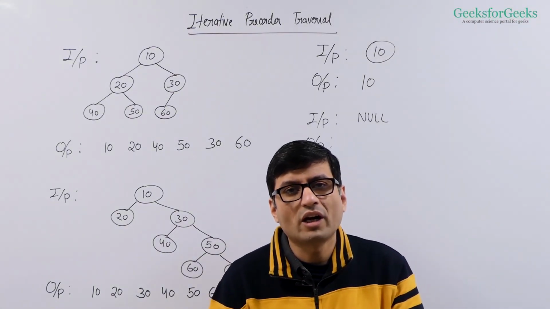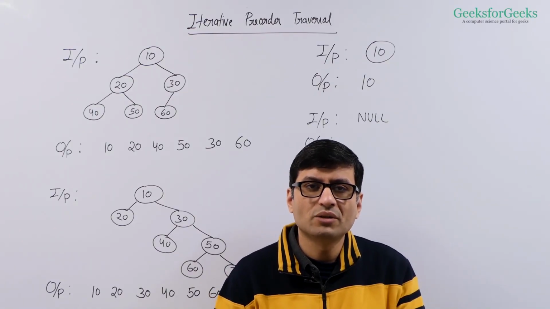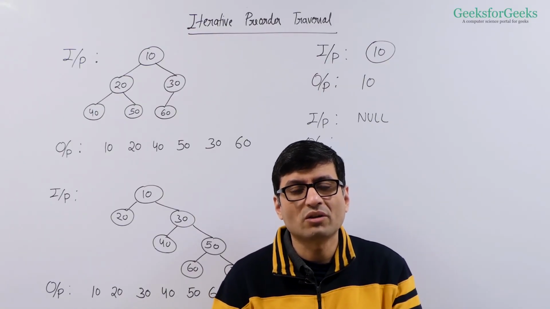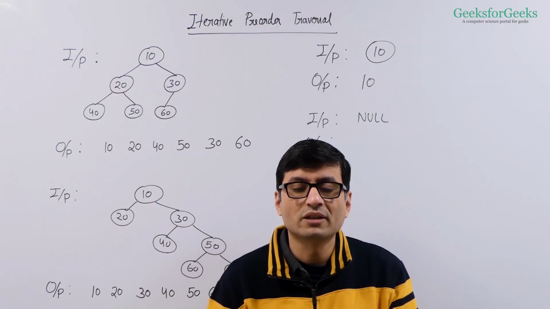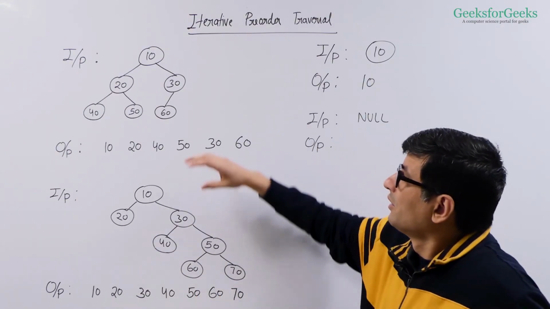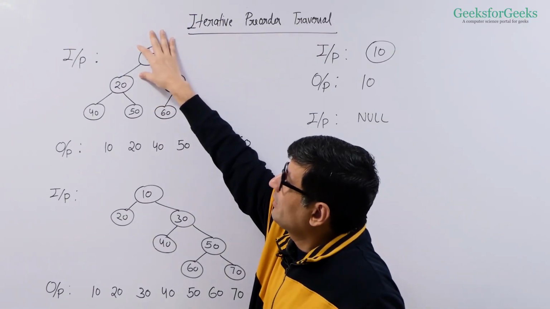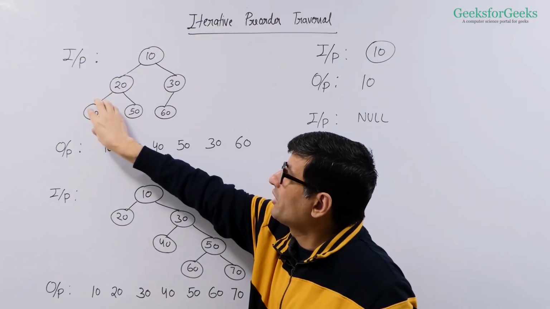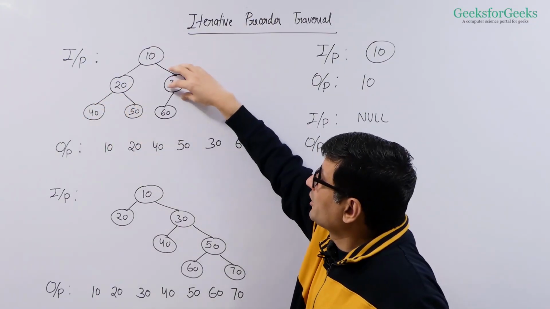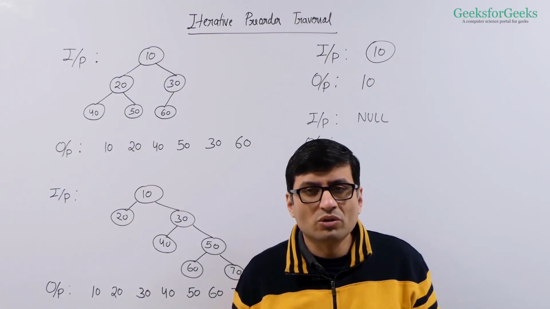Let us talk about iterative pre-order traversal. We are given a binary tree. We need to do traversal of this binary tree in pre-order fashion, and we need to do it without recursion. So if this is the binary tree, pre-order traversal of this binary tree is 10, 20, 40, 50, 30 and 60. In pre-order traversal, we visit the root node first.